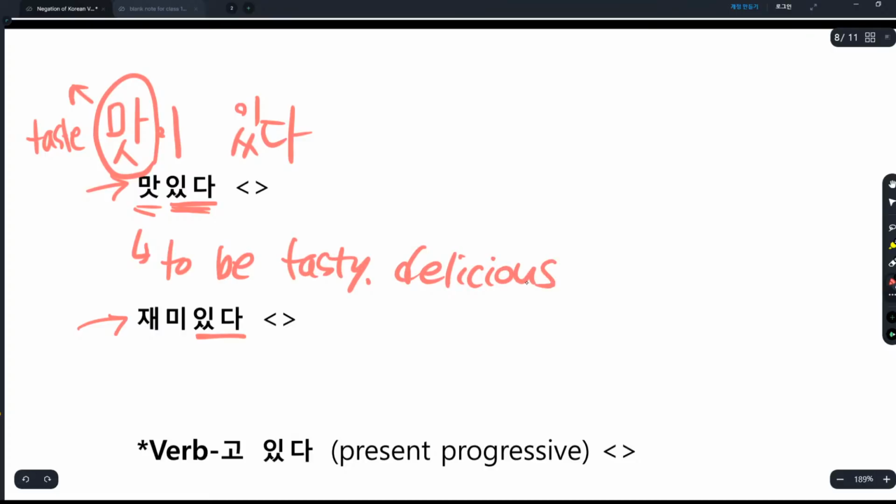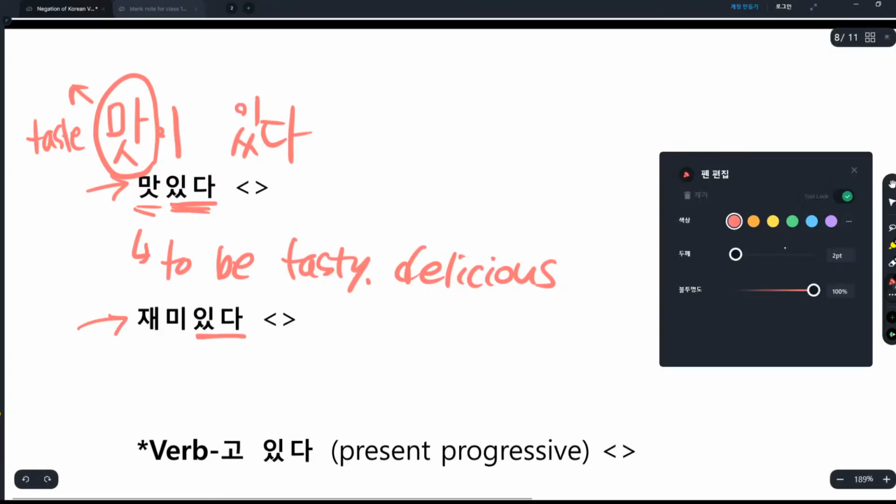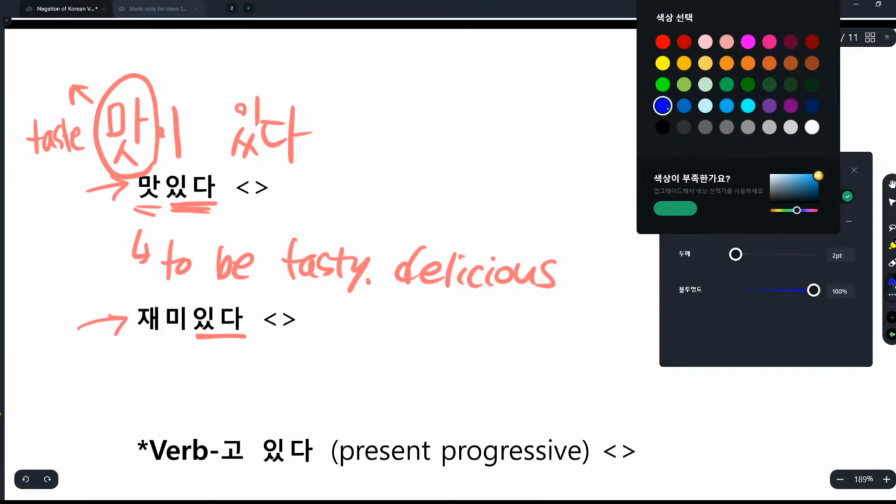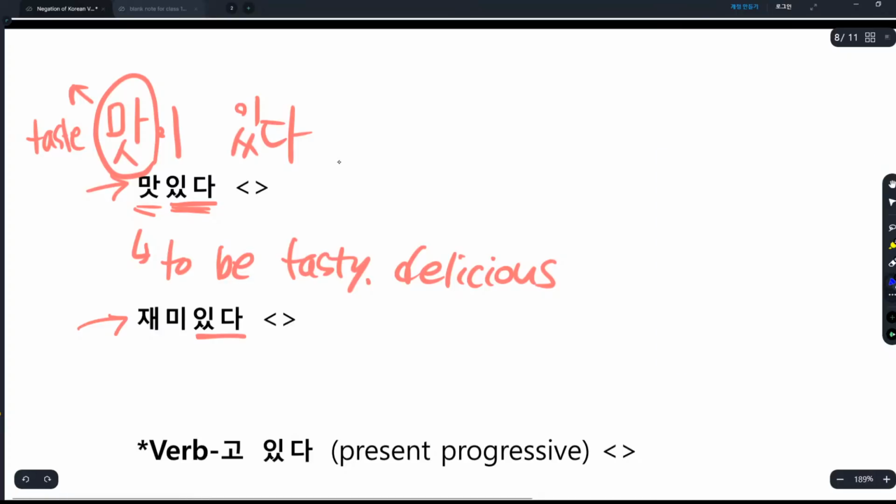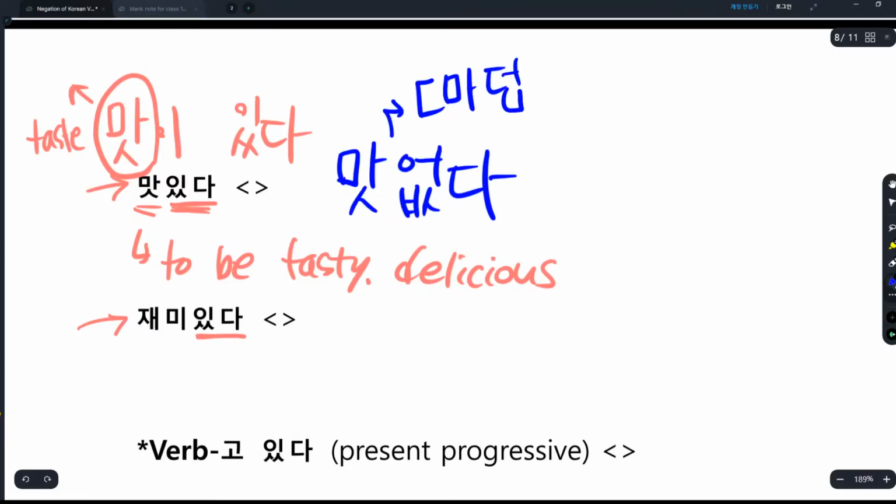And if you want to say something is not delicious, rather than saying 안 맛있다, it would sound much more natural to say 맛없다. And because of some pronunciation rule, this is pronounced differently from how it's written. You can check the consonant assimilation video for the pronunciation rule. It's pronounced with two sounds in between. 맛없다, to be not delicious.